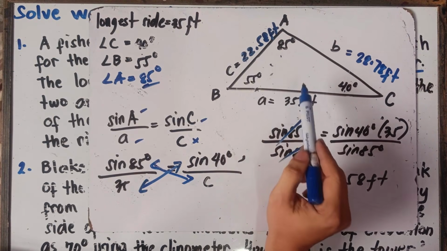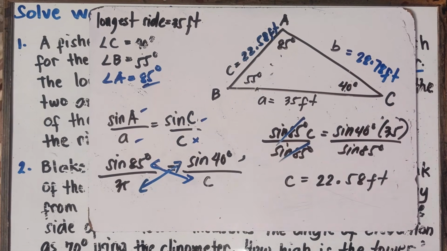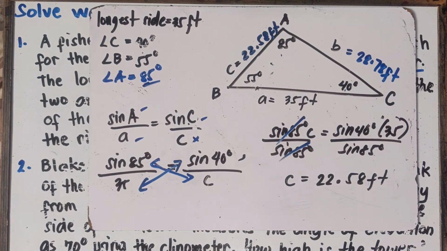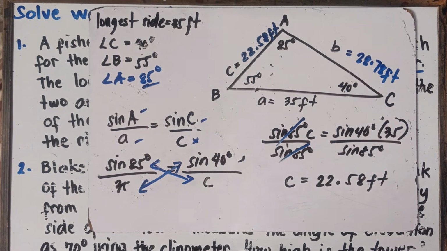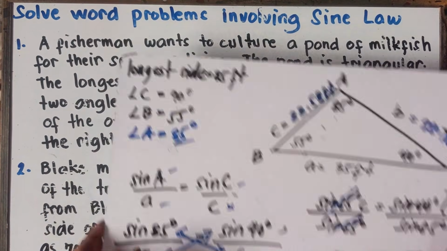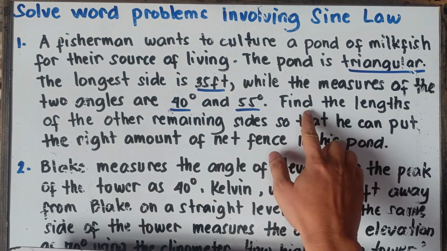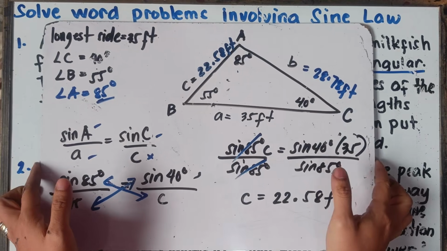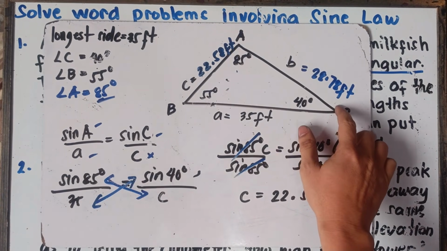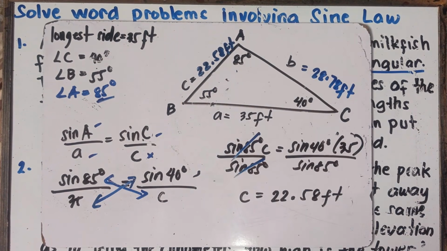As you can see, class, the smaller the angle, the smaller the side value. The bigger the angle, the bigger the side value. Basic example, class, with regards to illustration. That's it, class. All set. That's the answer, class, with regards to example number 1. So therefore, we were to find the lengths: one is 28.78 feet, the other one is 22.58 feet. And then you're all set, class, with regards to example number 1.